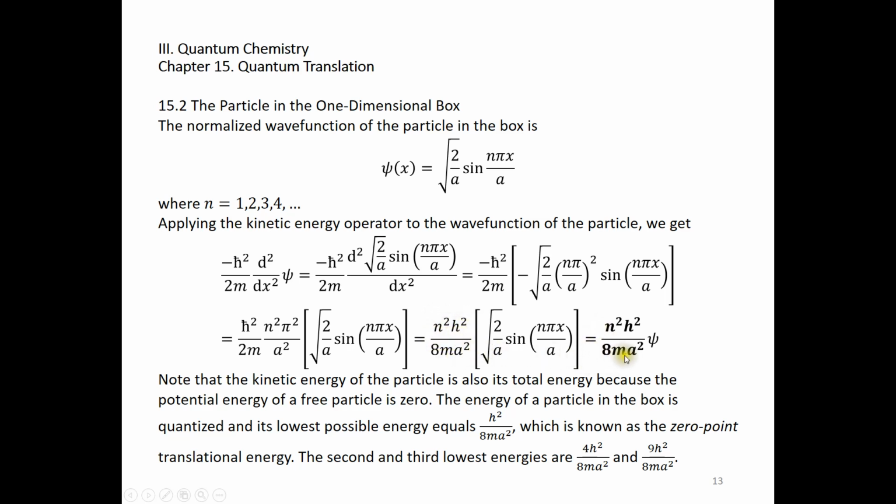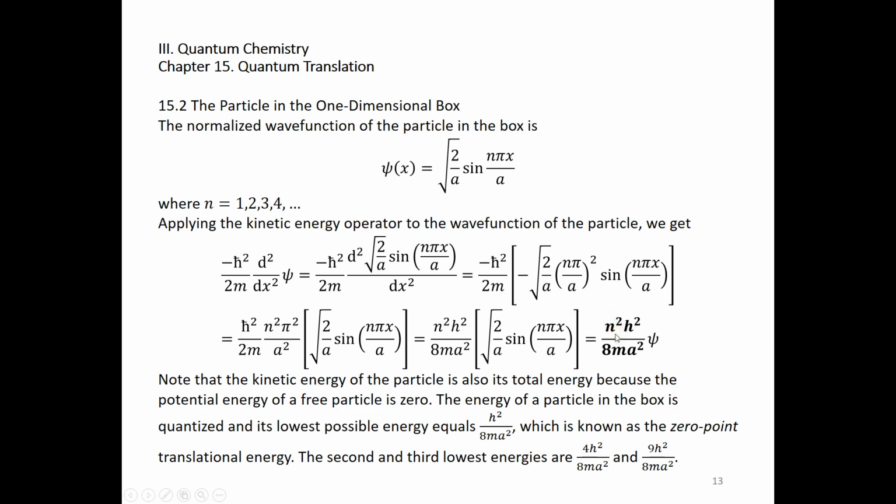I'm just using the boxed form to emphasize this. We apply the kinetic energy operator to the wave function. We get the wave function multiplied by a constant, n squared h squared over 8ma squared. And this is the eigenvalue of psi when we apply the kinetic energy operator to it. Therefore, the physical meaning of n squared h squared over 8ma squared is the kinetic energy of the particle.